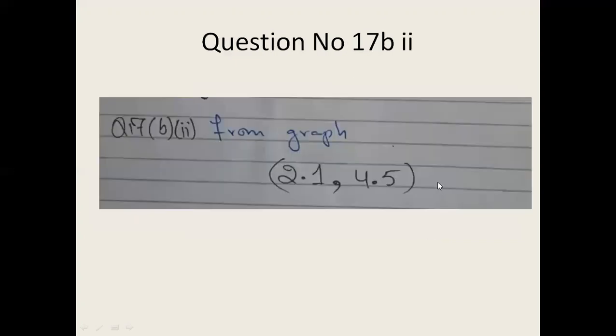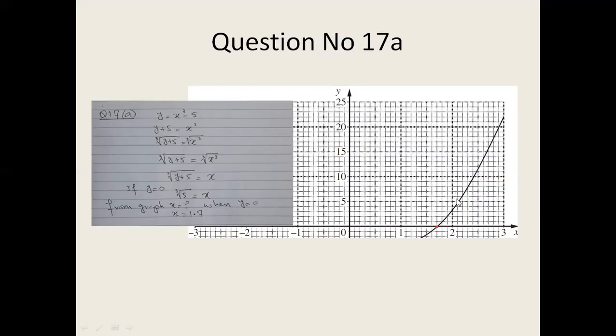And you can read this value. That value is something like this: 1, 2, 3, 4, 5, 6, 7. So it's like 1.7. The cube root of 5 will be 1.7.